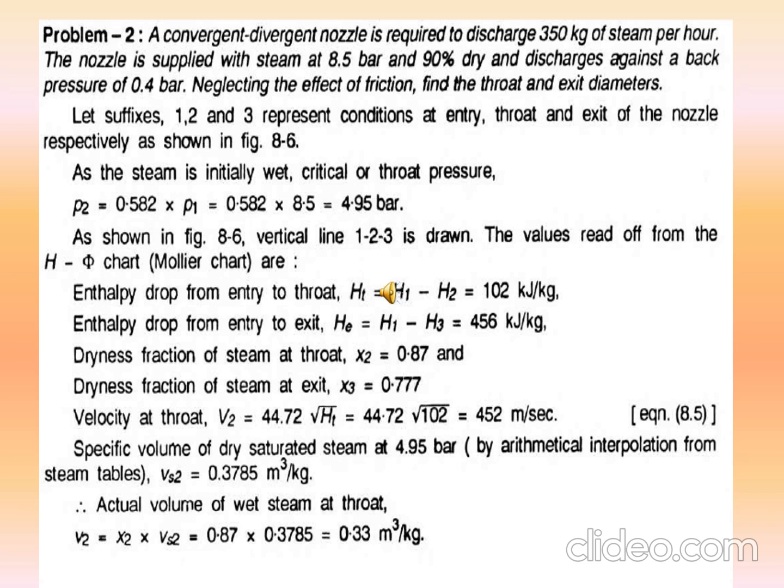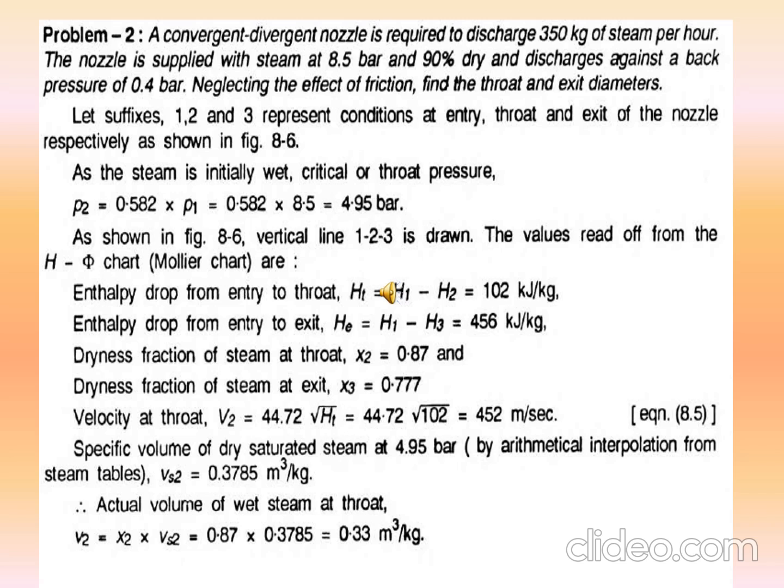First of all, you have to find out point 1, which is the cross section point of 8.5 bar and x equals 0.9. That is point 1. Then make a straight line. Then you know that at point 3 the pressure is 0.4 bar. So where the 0.4 bar intersects the straight line, that will be point 3.